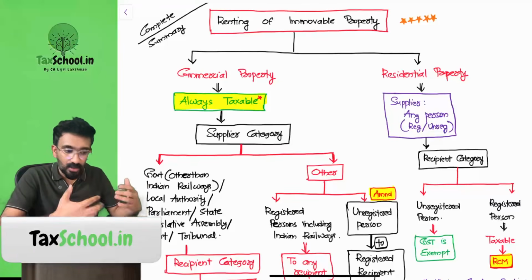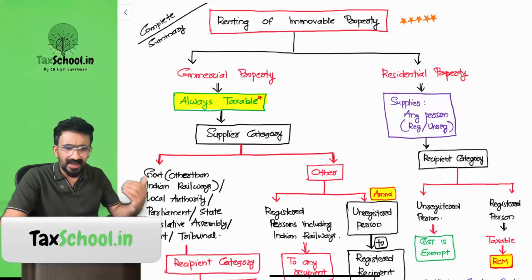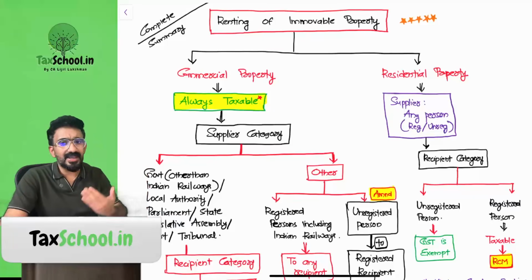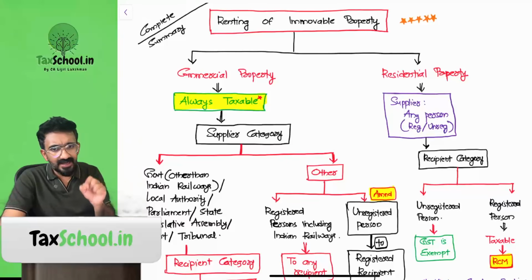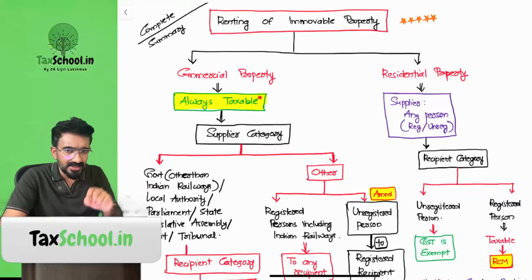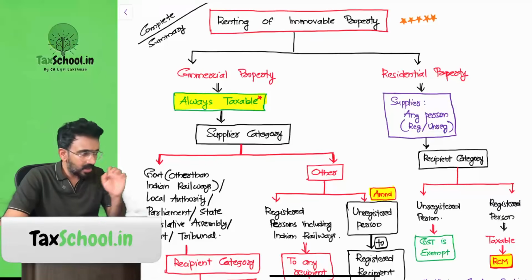However, the property is a commercial property. There can always be taxes levied on it because the recipient of this particular property on rent is running some business, and he's going to take credits of it. But I put an asterisk mark because I can still identify when unregistered persons are involved. Some no GST renting could also happen in commercial property. We'll come back to that.